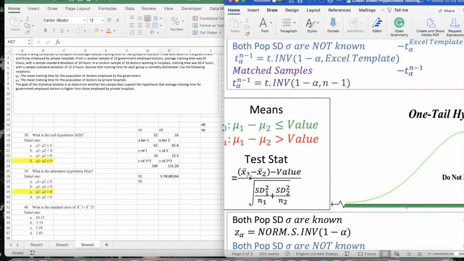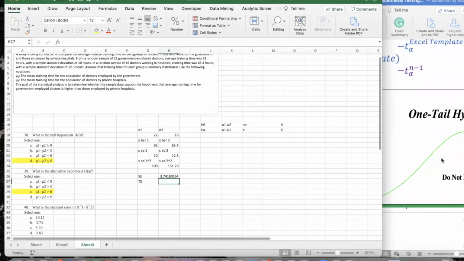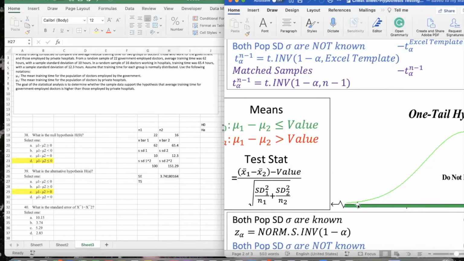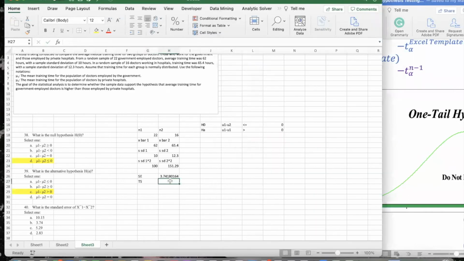That is going to be x bar 1 minus x bar 2 minus value divided by your standard error. So the value is this 0. And for the purposes of this class, it's always going to be 0 for chapter 10. So you don't even have to do anything here. So it's just going to be x bar 1 minus x bar 2 divided by our standard error. So our test statistic is x bar 1 minus x bar 2 divided by our standard error. And when you do that, you get negative 0.908.